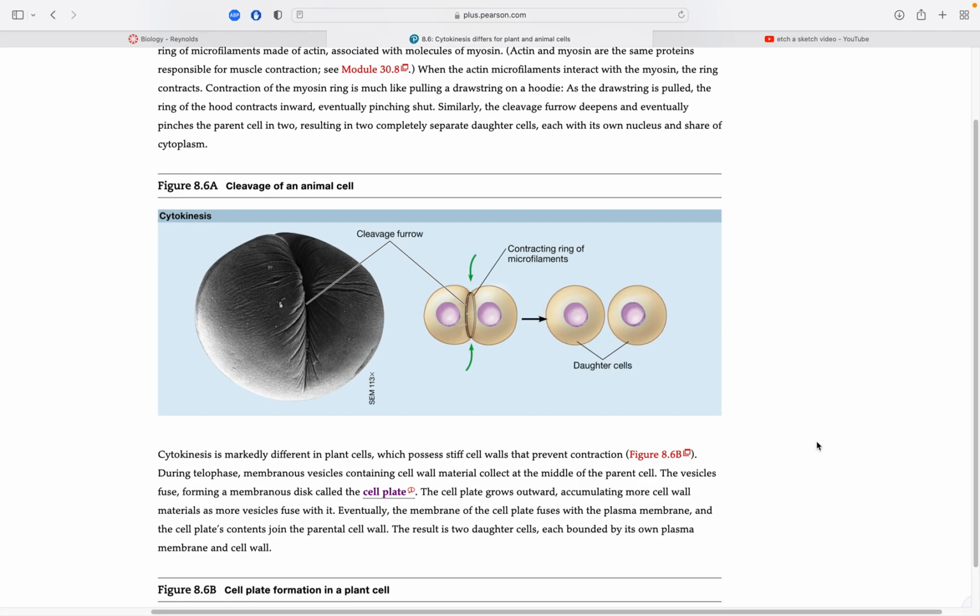Question 2, cytokinesis is dividing the cytoplasm. So after the nucleus divides, there's 2 nuclei in one cell. This is an animal cell. Animal cells are round, and it just pinches off. It's called a cleavage furrow, and it will keep pinching like a string tied and tightening, and then it will pinch it all off. So 2 cells are the result of that cleavage.